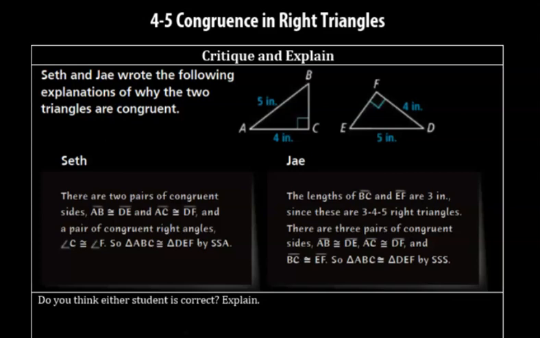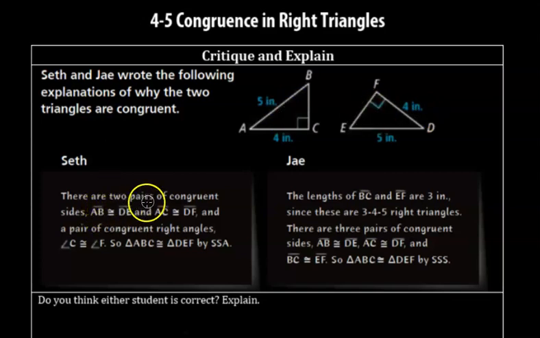Seth and Jay wrote the following explanations of why the two triangles are congruent. And you can see here we have two triangles, triangle ABC, which is a right triangle, and one side is 4 inches and one side is 5 inches. And then triangle EFD over here is also a right triangle with one side of 4 inches and one side of 5 inches. So you can see they have some similarities.